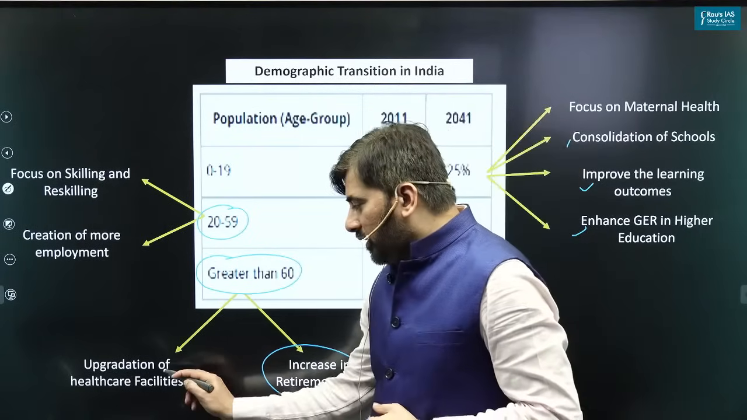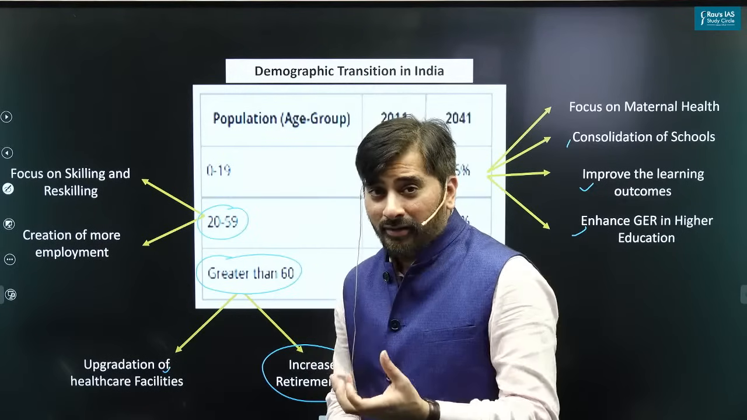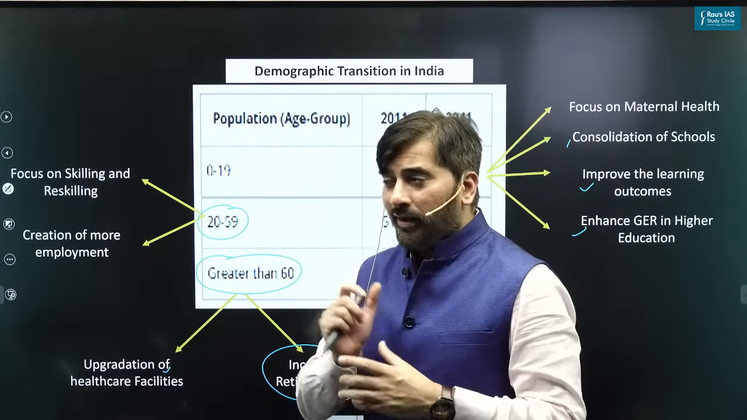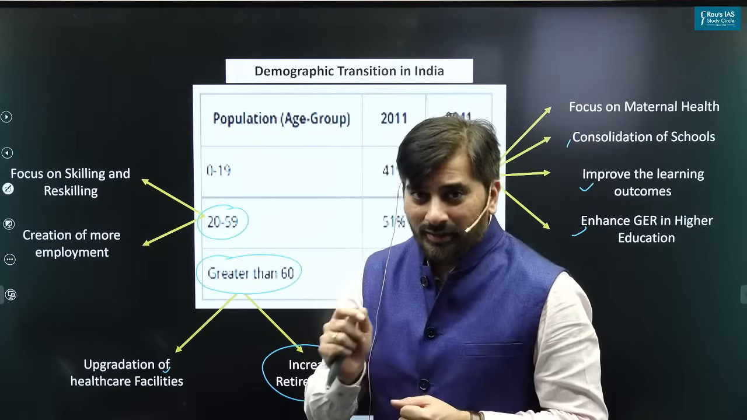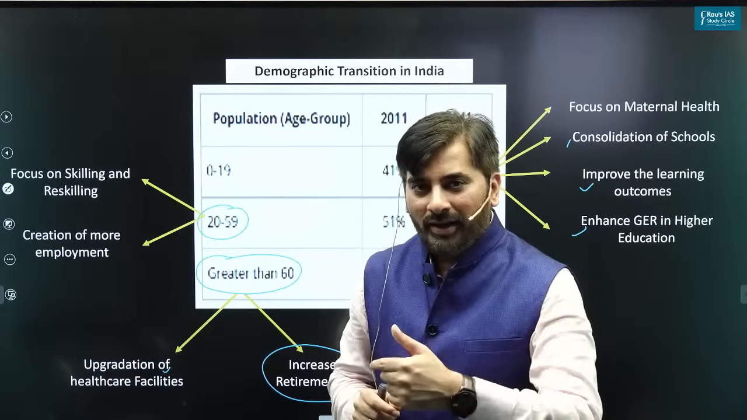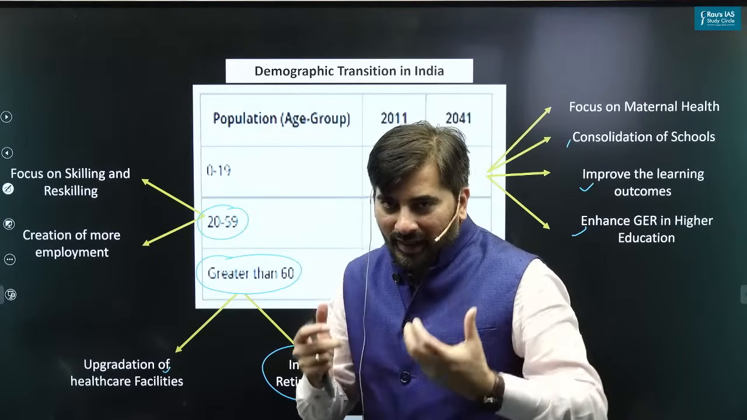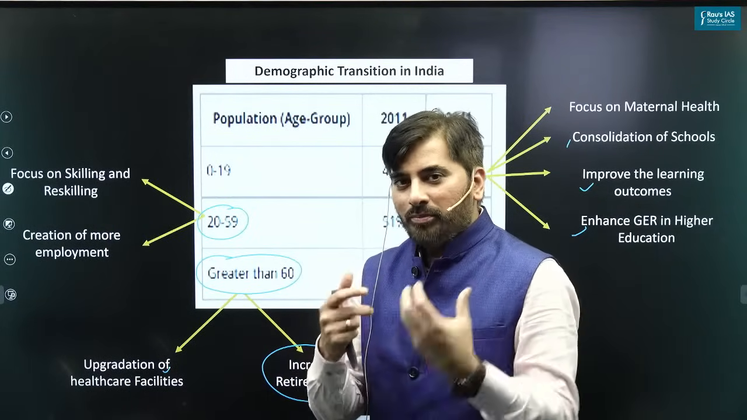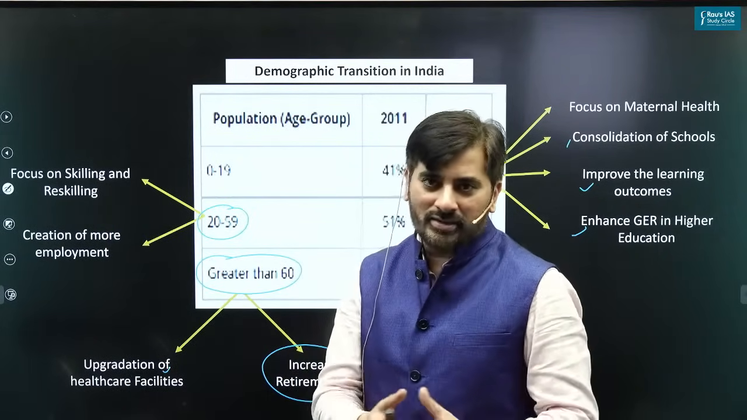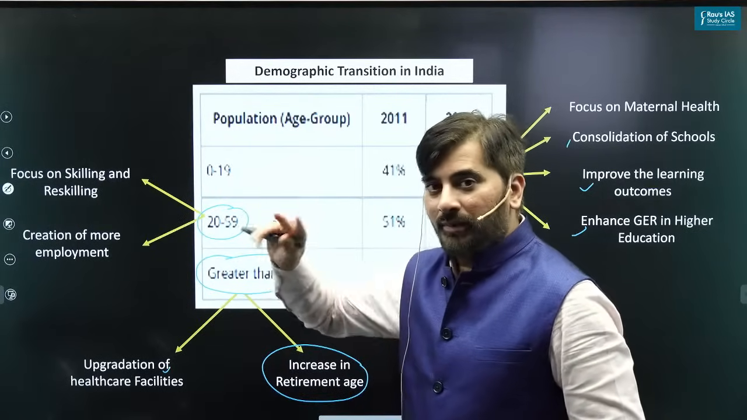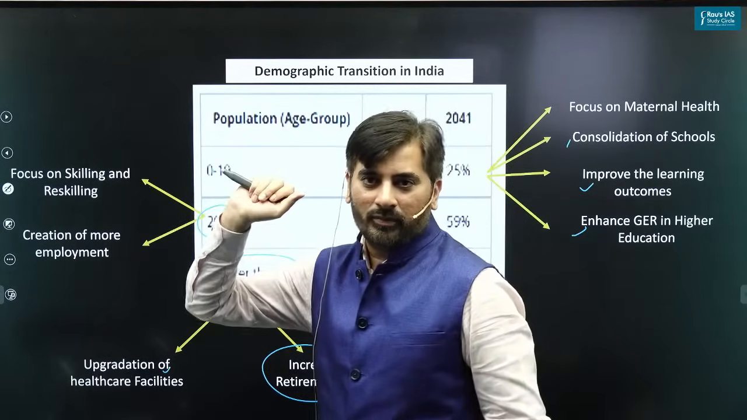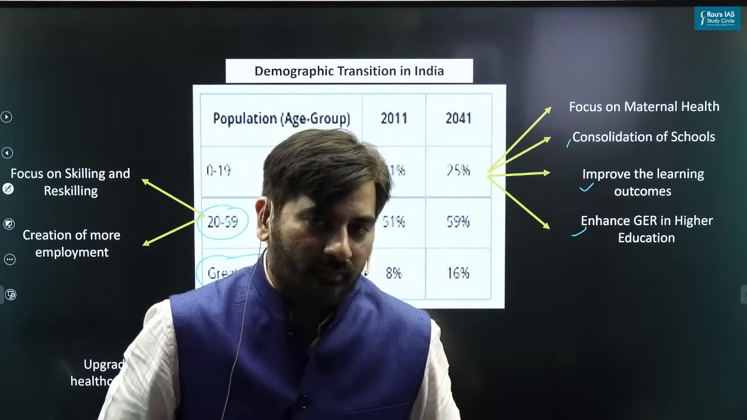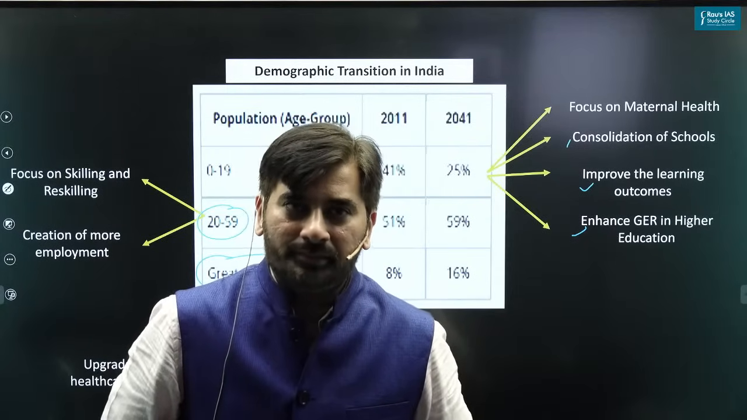And we should also focus on upgradation of healthcare facilities. In particular, our healthcare infrastructure is more geared to meet the needs of women and children. Now there is a time to fine-tune our healthcare architecture, our healthcare structure, to meet the needs of senior citizens as well. This is how the government should change its policies in order to handle the demographic transition. I hope this part is clear, right?